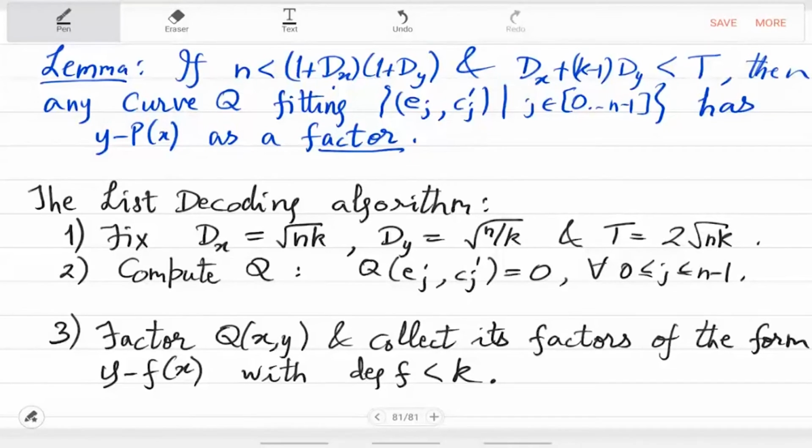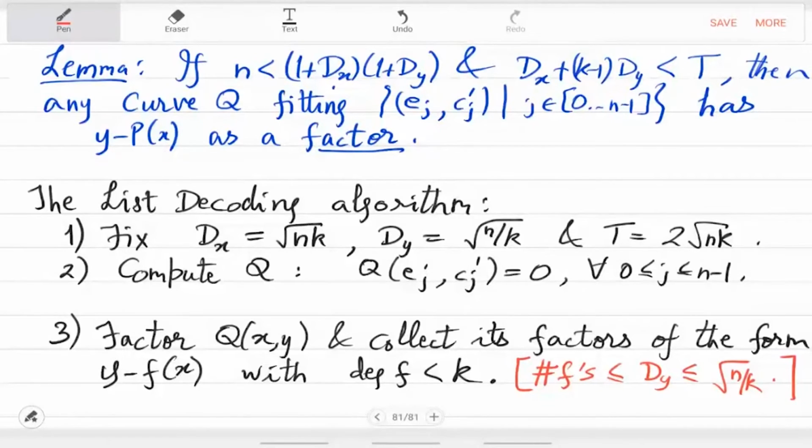So how many are they? What is the upper bound? It is linear in y, so dy, which is square root of n by k. You can also look at the degree of x, and that will be dx by k because each factor would have degree k. Dx by k is also square root of n by k. It's the minimum of dx by k and dy. So the number of f's is at most the individual degree of y, which is at most square root of n by k.